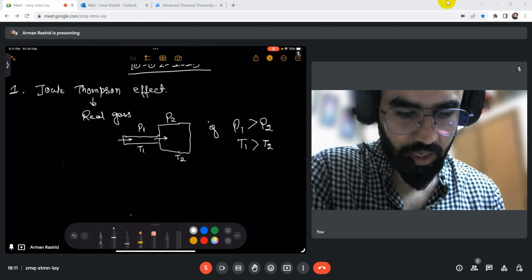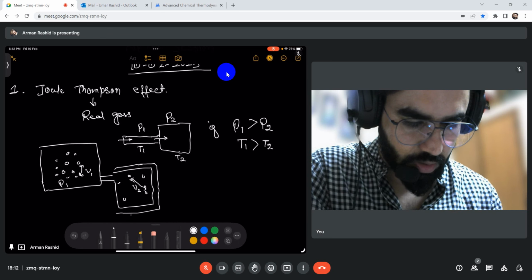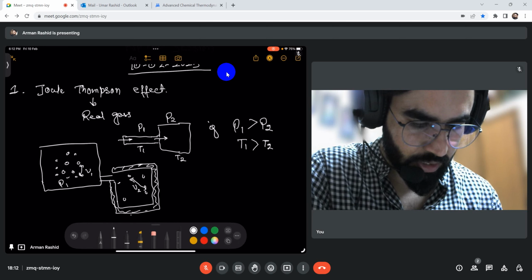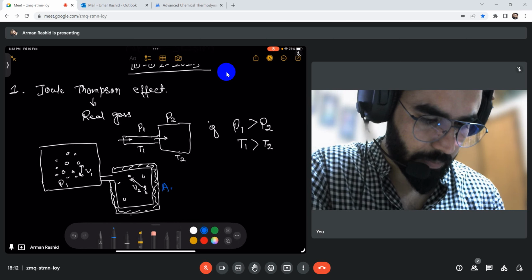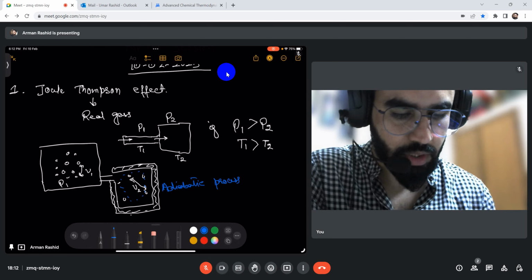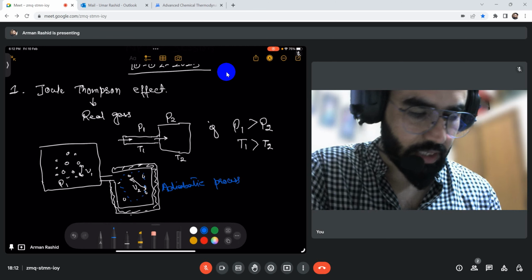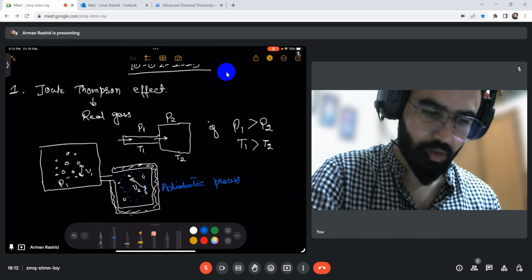Since we are not giving any energy from the outside, as this is an adiabatic process, the temperature of this gas will decrease, because it needs some energy in order to overcome those intermolecular interactions. That energy is taken from the gas itself, and as a result the temperature drops.